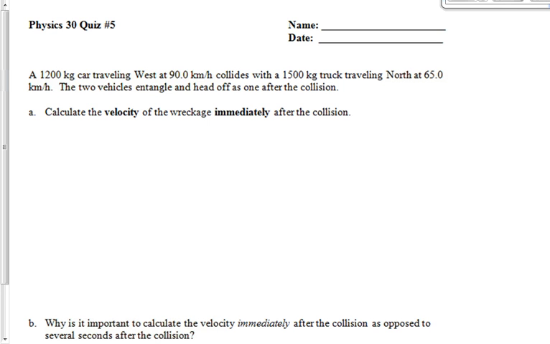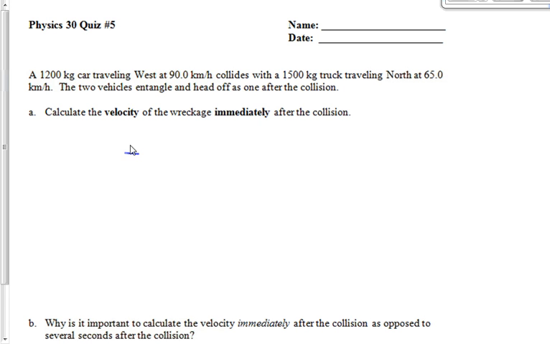So we're taking a look at quiz number 5 here. It says a 1,200 kilogram car traveling west at 90 kilometers per hour collides with a 1,500 kilogram truck traveling north at 65 kilometers per hour. They head off, they entangle, they head off as one object after. And we want to find the velocity of the wreckage immediately after the collision.